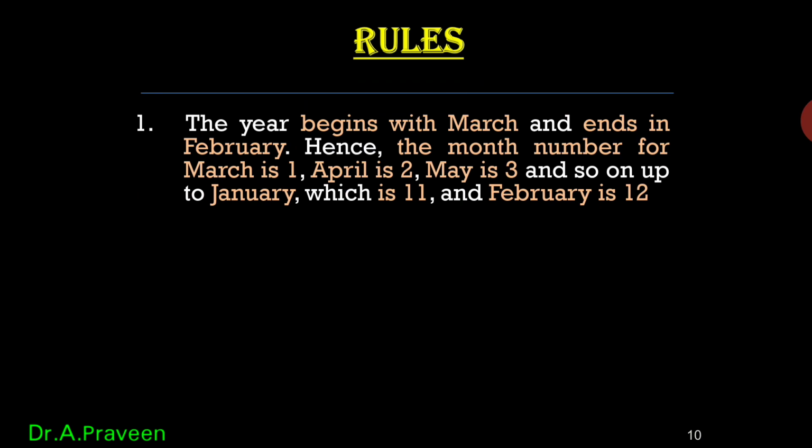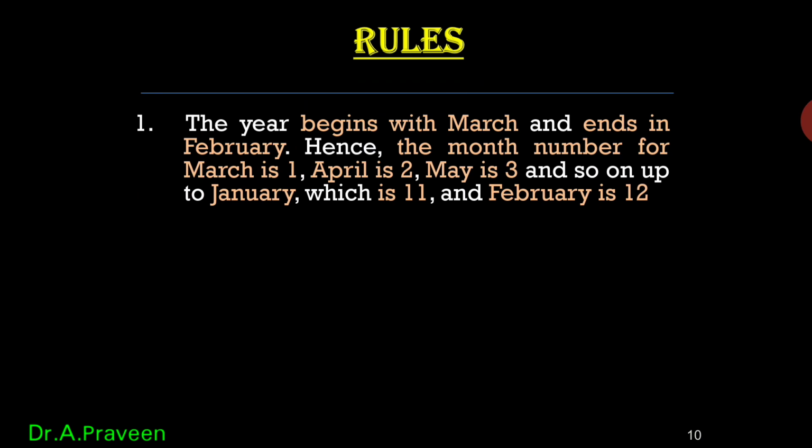Rules in applying Zeller's formula. The year begins with March and ends in February. It is not like our regular calendar. In Zeller's rule, the year begins with March and each month will have a number associated with it.